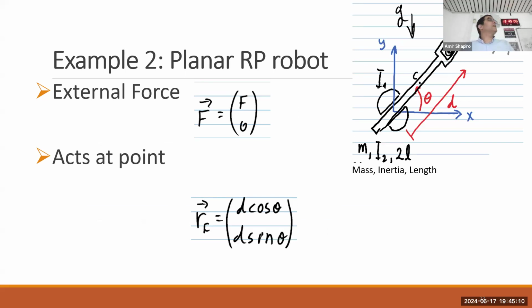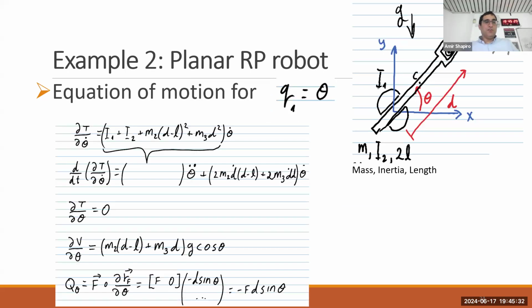And we also have an external force, F. F is horizontal, therefore its vector is F, 0. And it acts at a point of the end effector, which is d cosine theta, d sine theta. Therefore, we can develop now the equation of motion for q1, which is theta.